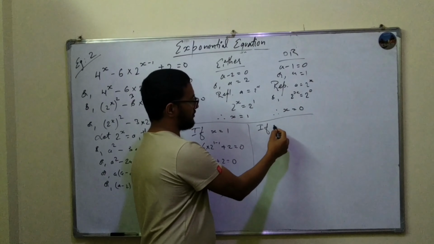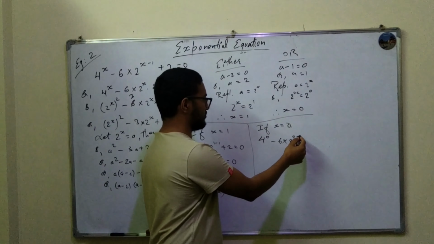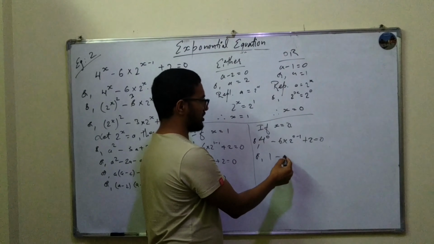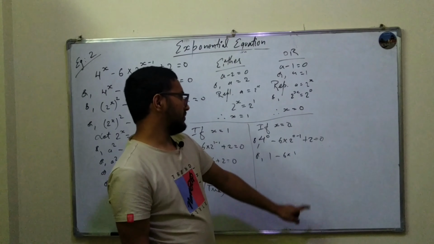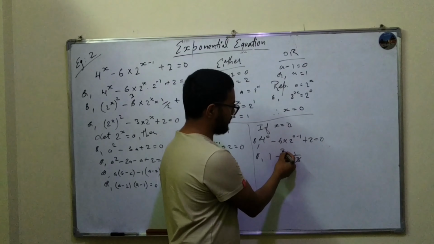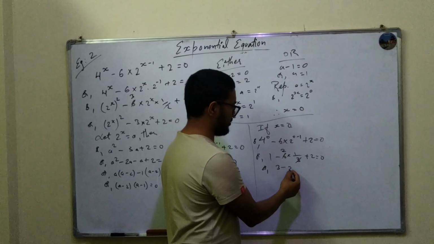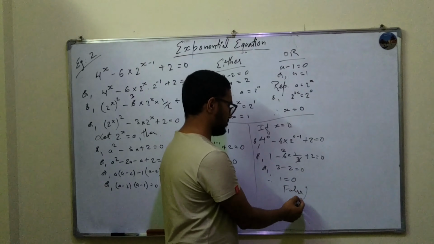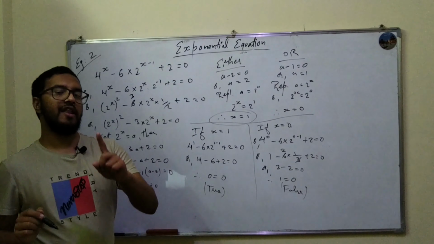So if x is equal to 0, 4 to the power 0 minus 6 into 2 to the power 0 minus 1, plus 2 is equal to 0. So 1 minus 6 into, so it will be minus 1, right? So we can write it in the form of 1 by 3, right? So 2 plus 2 is equal to 0. So 3 minus 2 is equal to 0. Therefore 1 is equal to 0. This is false, hence the value of x is 1. Okay.